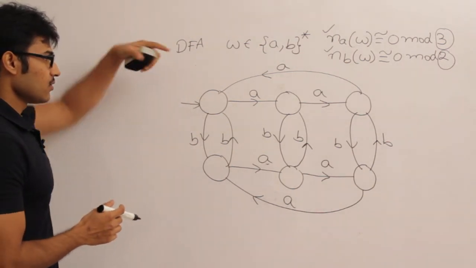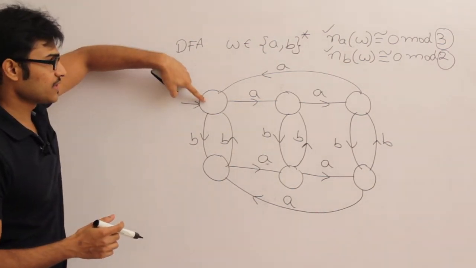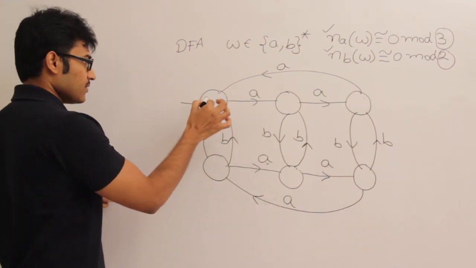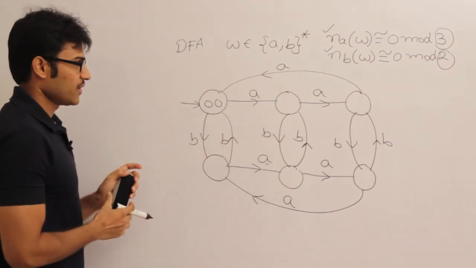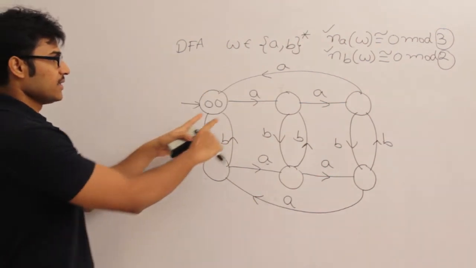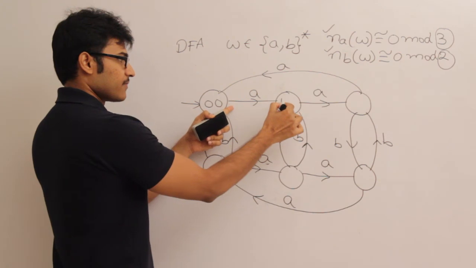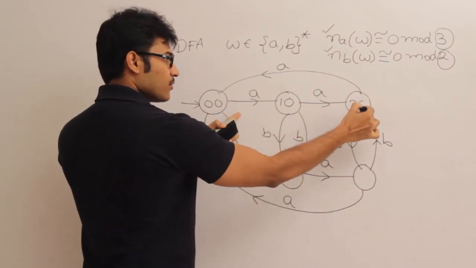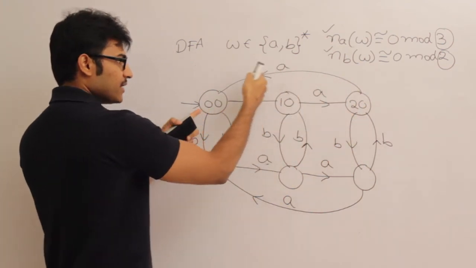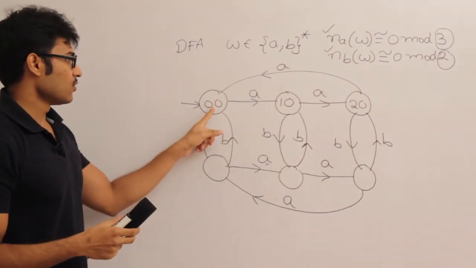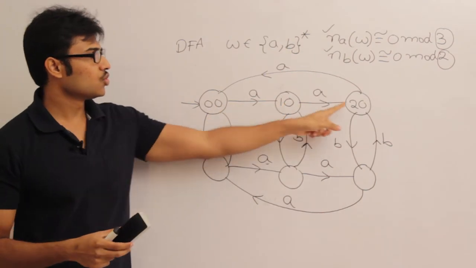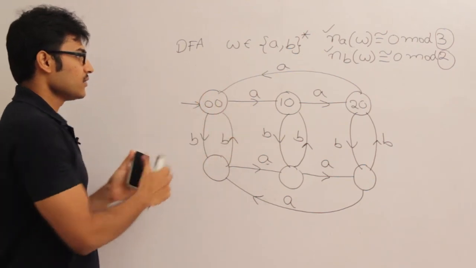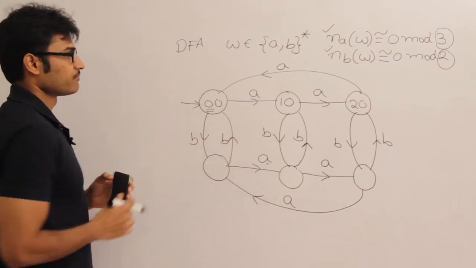This state indicates 0 a's and 0 b's, that's it. This state indicates 1 a and 0 b's, and this state indicates 2 a's and 0 b's. And even if I come back like this, look at this: 0 a's, 1 a, 2 a's, 3 a's. Now divide 3 by 3, and you will again get the same 0.